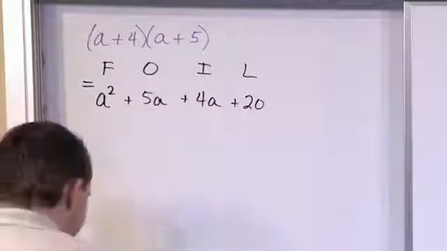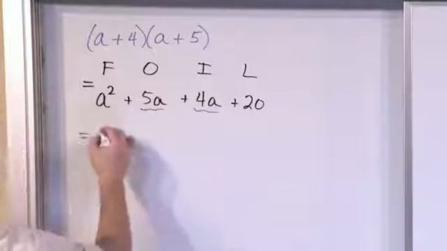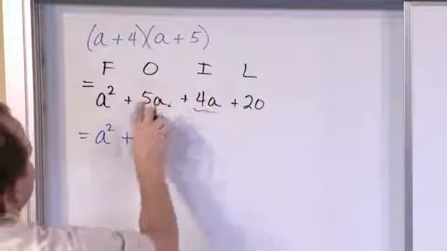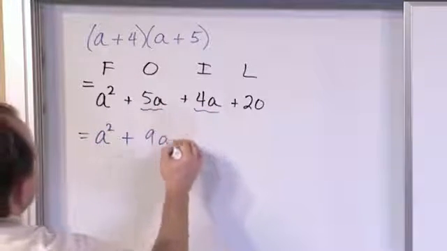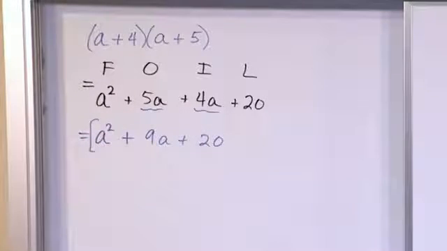However, you'll notice I have a like term here and a like term here. So I can simplify this. A squared plus, this is like with this, so 5 plus 4 is 9a plus 20. So the answer to this multiplication is a squared plus 9a plus 20.